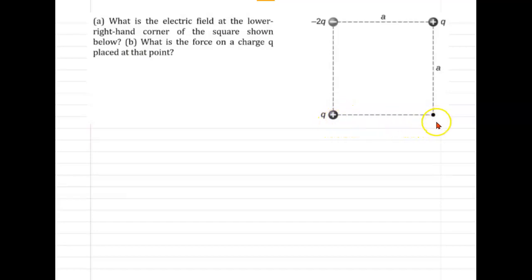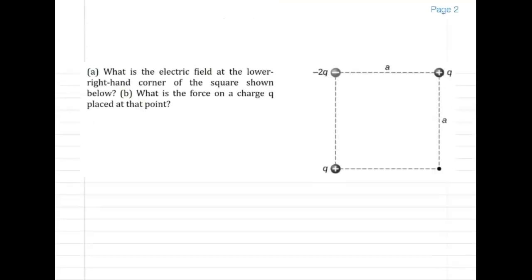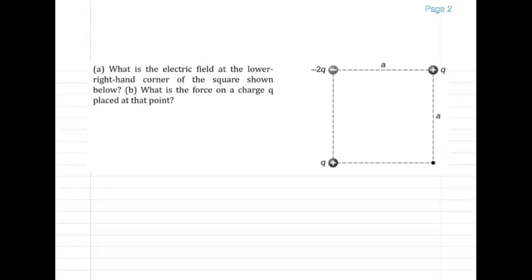Now each one produces its own electric field, and using what's called the superposition principle, you can just add them. Now the electric field is a vector, so you have to add them vectorially or by components, but at the end you'll get an expression that shows the total electric field at this point. Okay, so let's get started. We will do part A, which is to find the electric field.